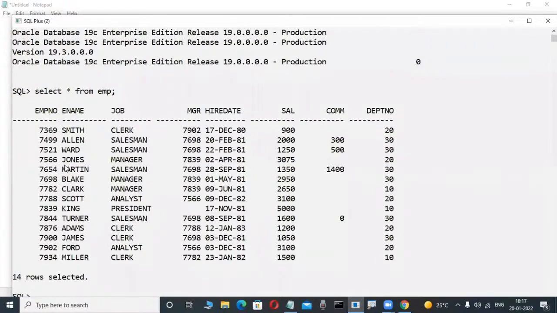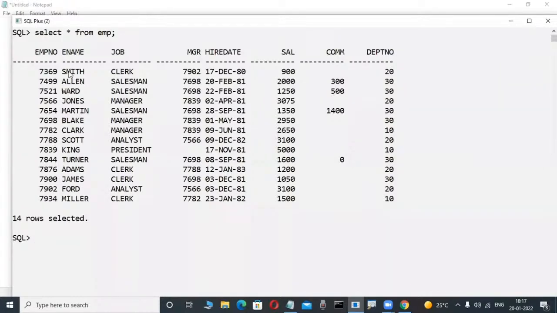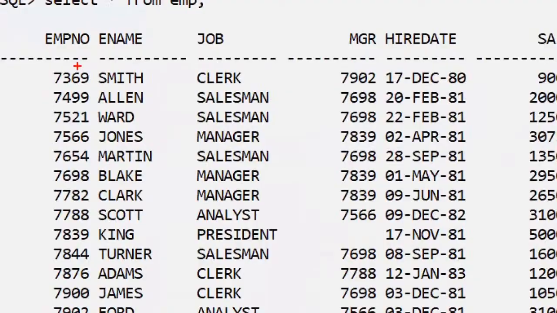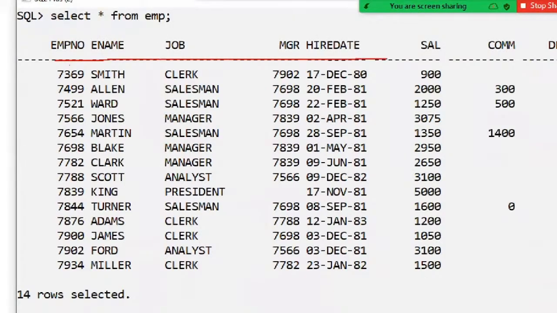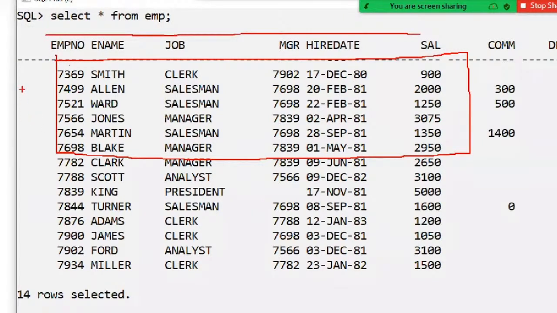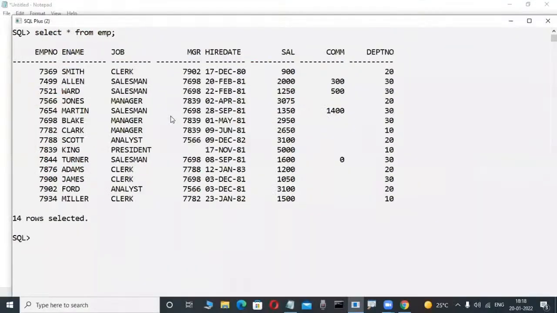For example, here in this database, is a structured collection of data there or not? Yes, they are storing the data in an organized fashion. Organized fashion means a table, where these are columns and these are rows. They are storing the data in an organized manner only.